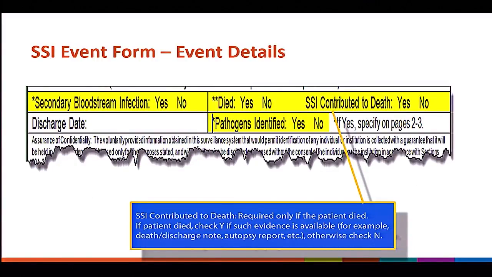Here you can see additional required fields are provided. If a patient died, you are required to answer this. But whether the SSI contributed to death, the IP shouldn't just be making that call. You're going to want to make sure that it's documented and there's evidence, for example, in a death or discharge note or an autopsy report.